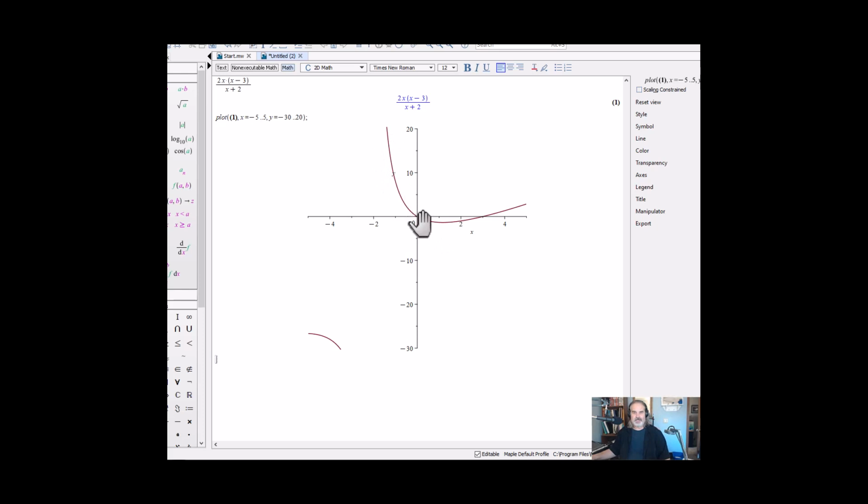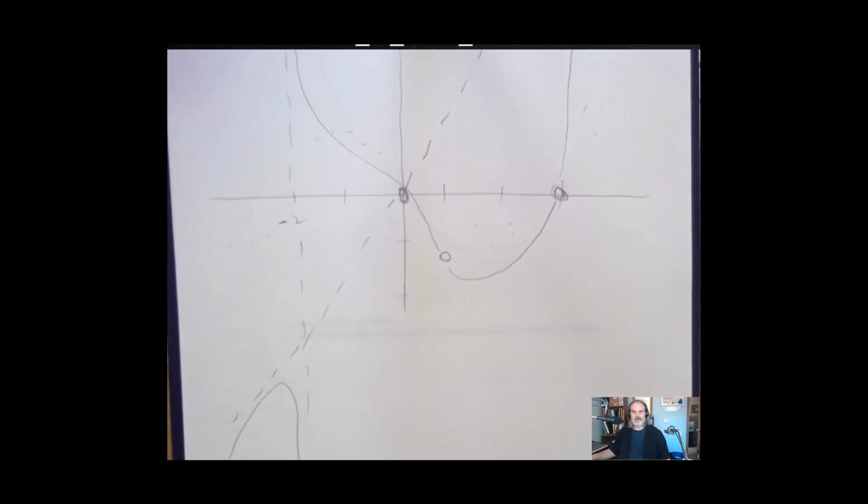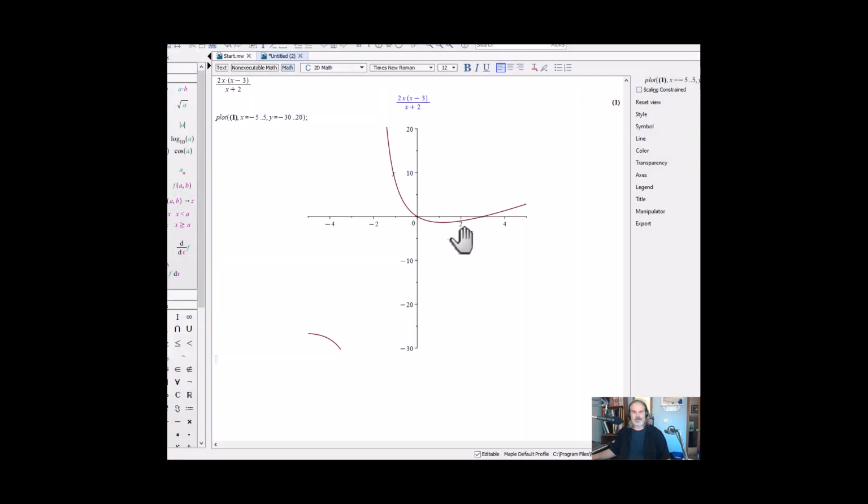Here's the x-intercept at 0. Here's the x-intercept at 3. Here at x equals 1, what should be -4/3 is that hole in the graph, right? Now, I drew more of a wiggle here than it looks like there actually is, but that's okay.